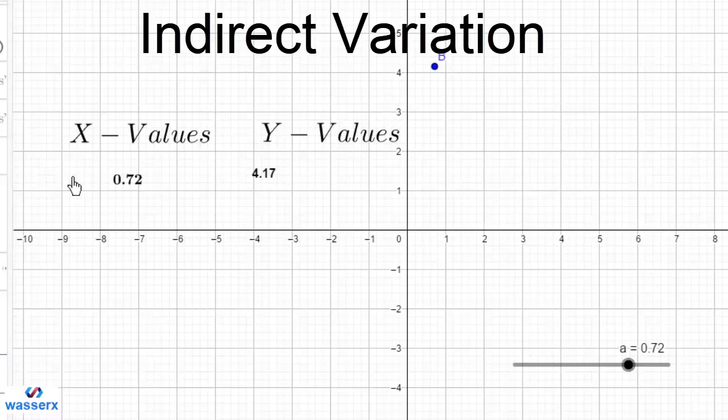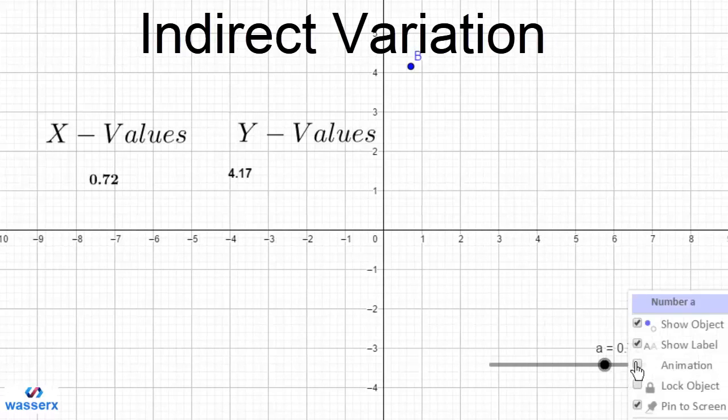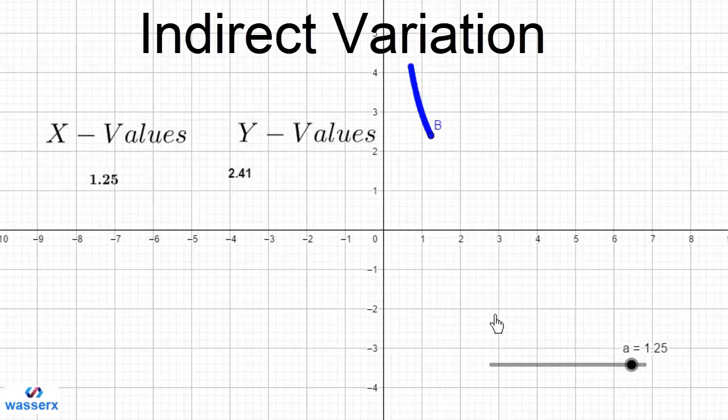In indirect variation, I would like you to also take a second look at the relationship between the x values and the y values as the point B traces its path from negative 1.5 to 1.5. So I am putting the animation on, so you see that as x values are decreasing, y values are increasing, and as x values are increasing, the y values start to decrease. I hope you can observe that.